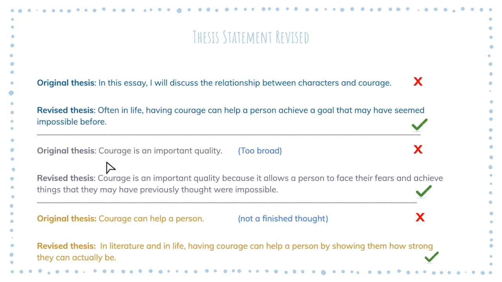Here's another one. Courage is an important quality. That is way too broad. It's way too big. You could write an entire novel about that. We need to make it more specific. So here's another example. Courage is an important quality because it allows a person to face their fears and achieve things that they may have previously thought were impossible.